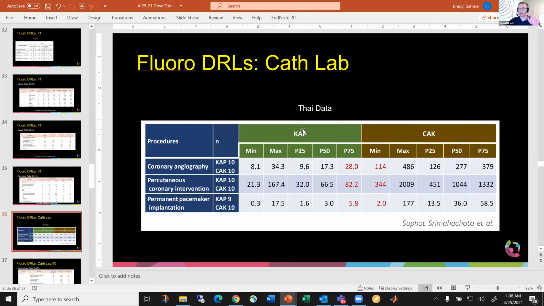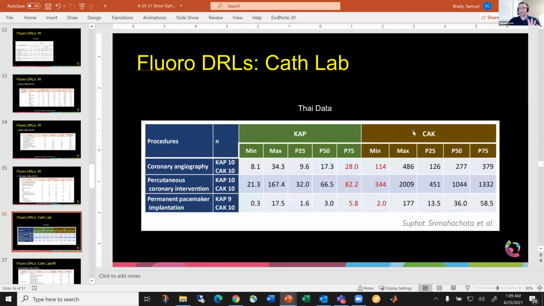KAP, when you apply the correction value, can give you an estimate of risk, the stochastic cancer effect. Since the air kerma, when you do that equation that we talked about, will tell you the skin dose, that will tell you the likelihood of an effect. So they're two different things.